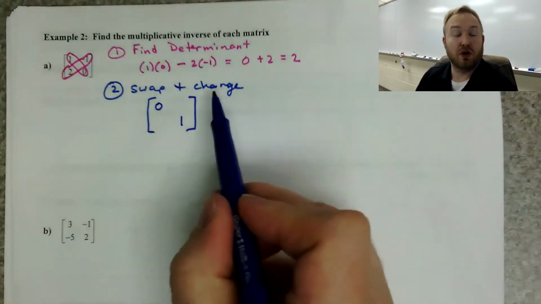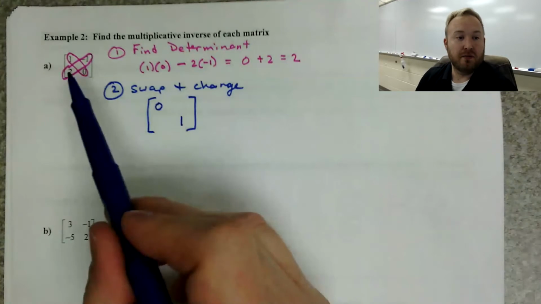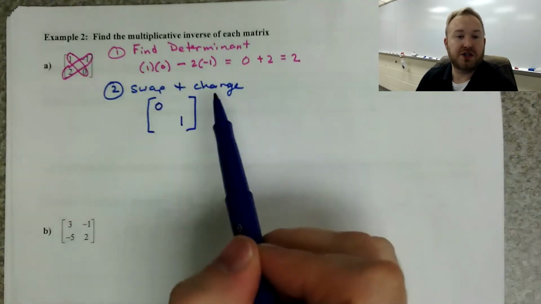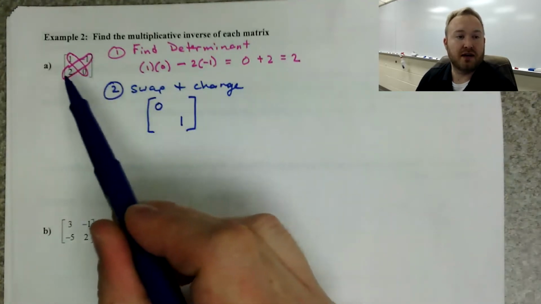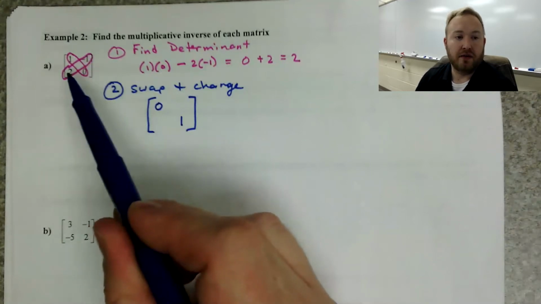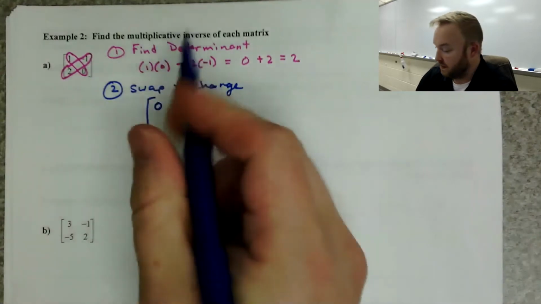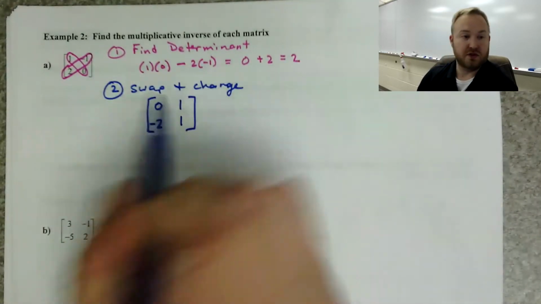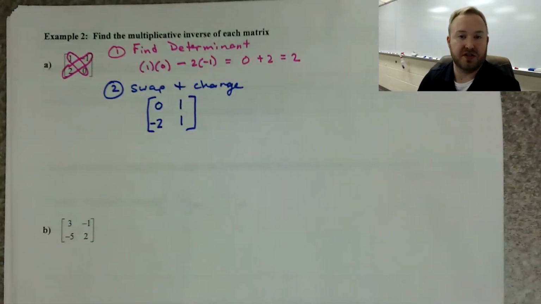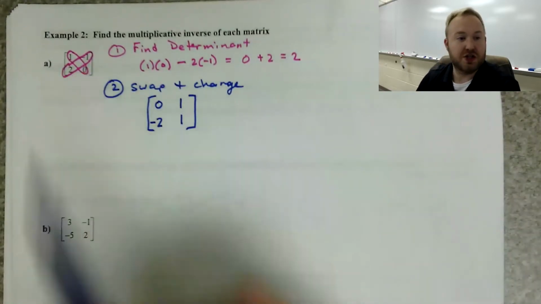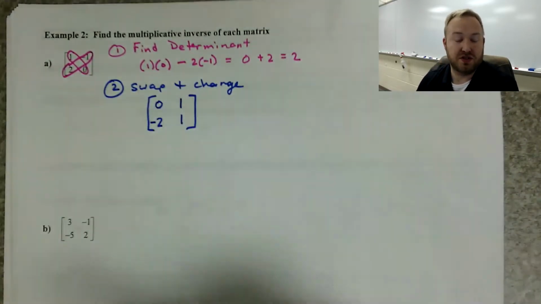Now in this case, the word change is what we do with the second diagonal, and change means that we're going to change the signs on these numbers. So that -1 will become a +1, and the 2 will become a -2. So we're not going to swap the numbers on the second diagonal. We're just going to change their signs. That's why I used two different words here.